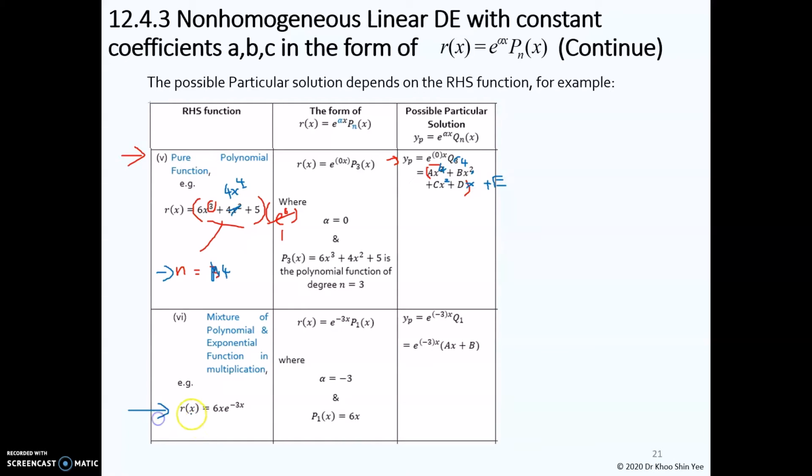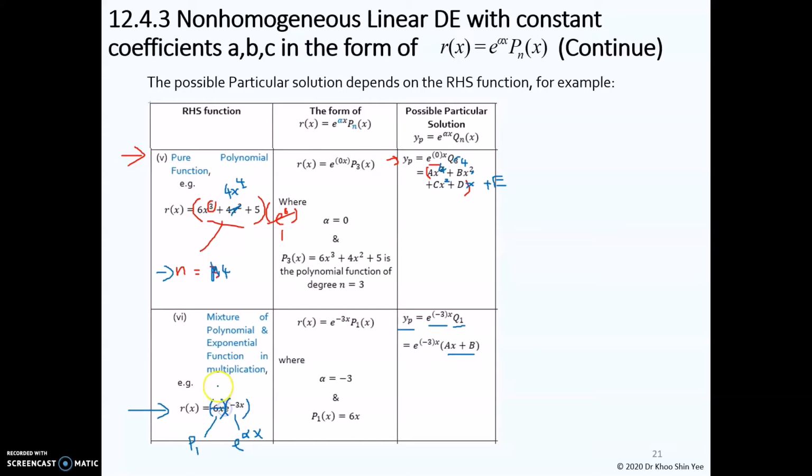In this example, the right-hand side function is the multiplication between the polynomial function with degree 1, because of the x power of 1 here, and another function which is the exponential function, where the alpha is equal to negative 3. Therefore, we can propose the particular solution equal to exponential negative 3x, and the general polynomial function with degree 1 is equal to ax plus d.